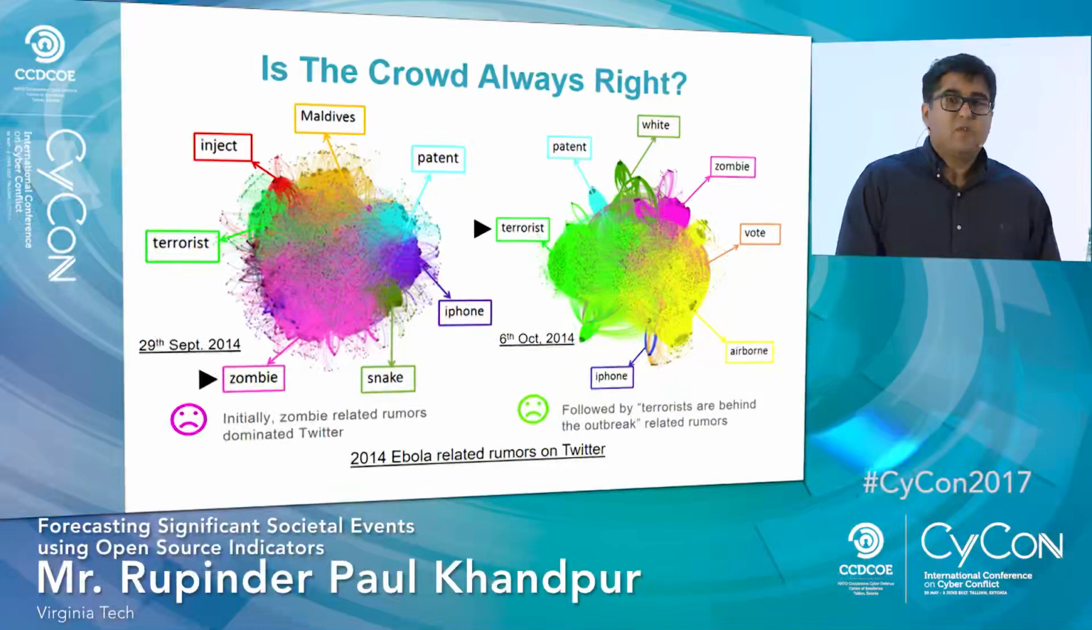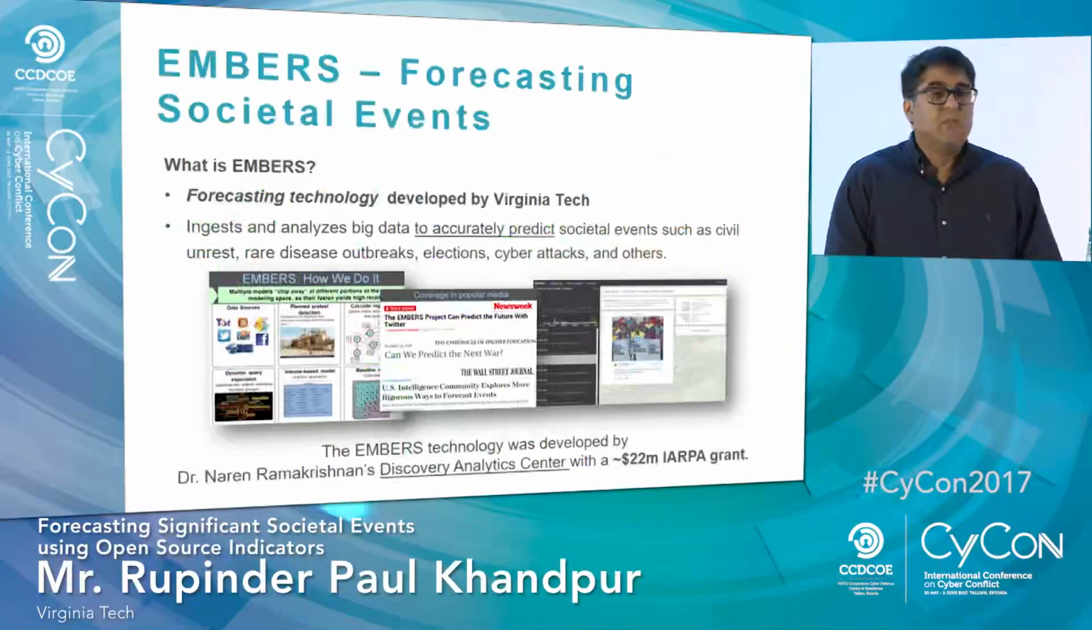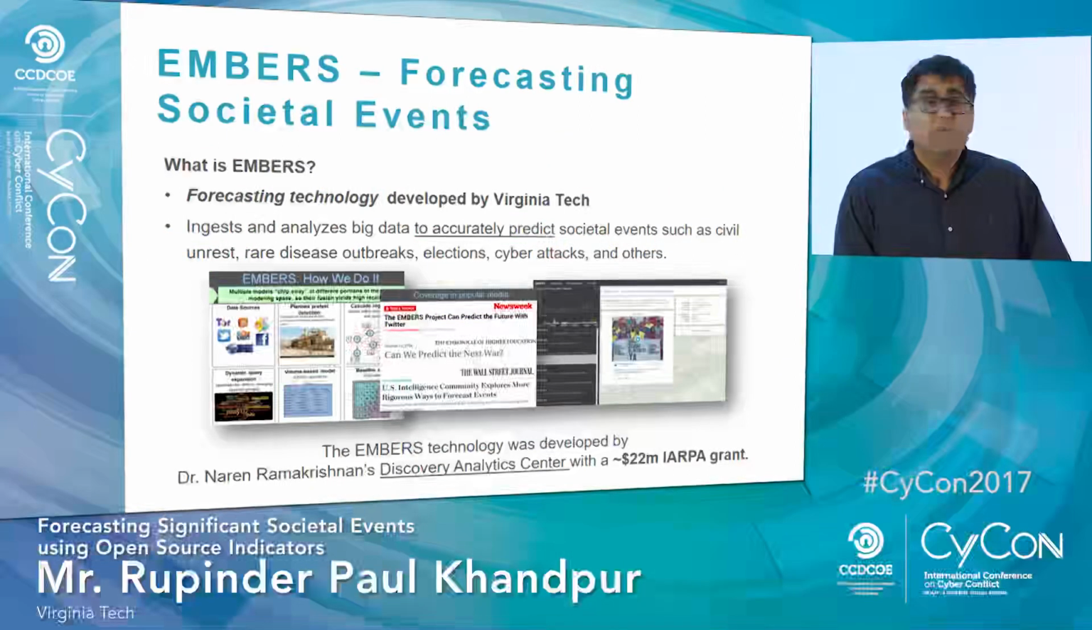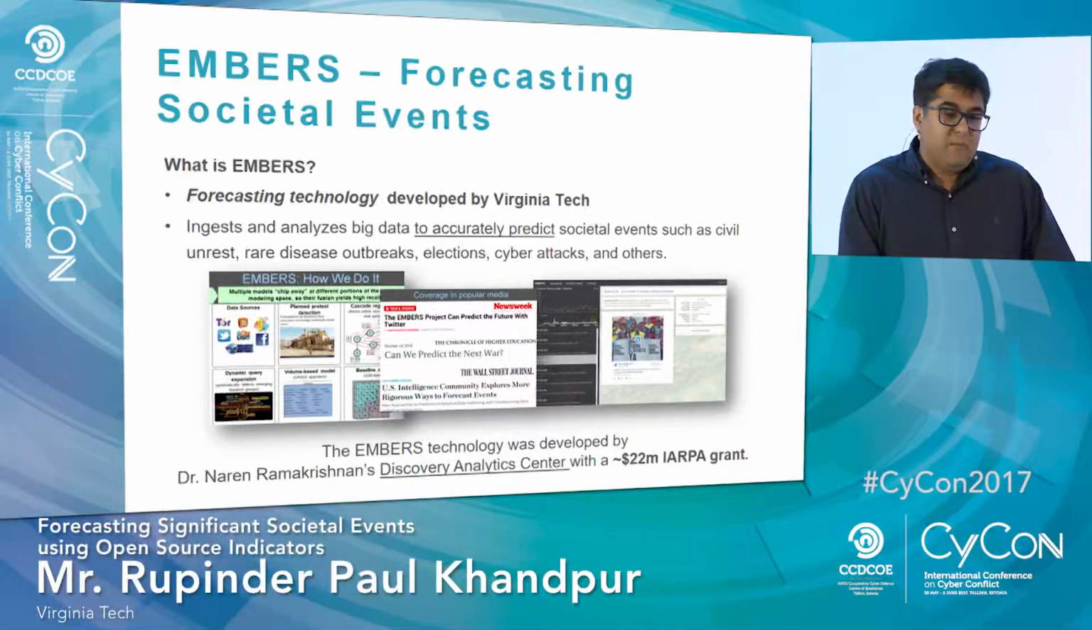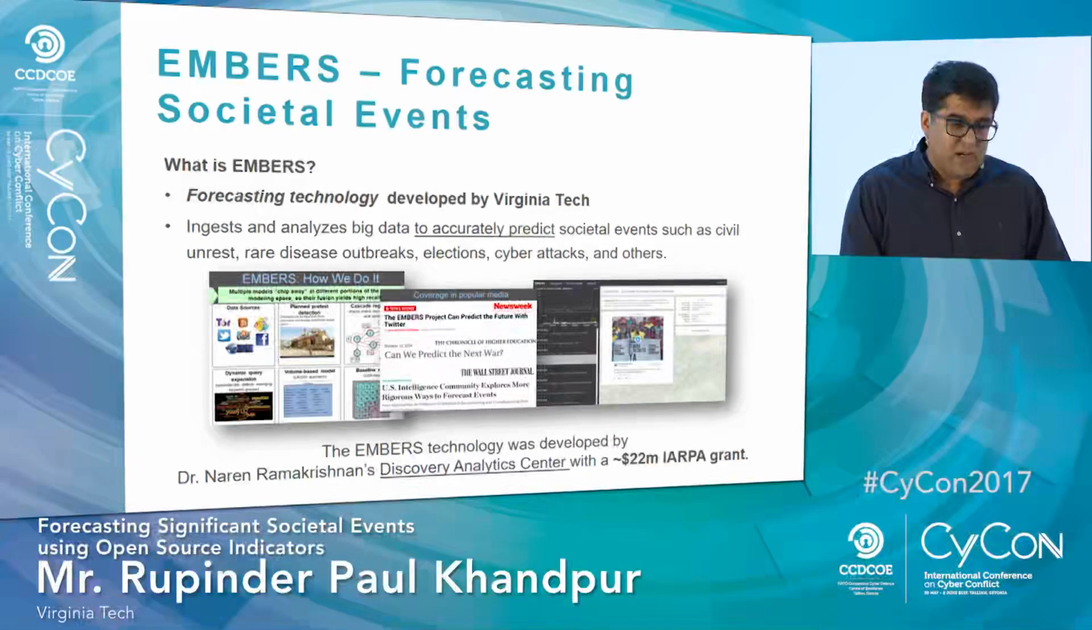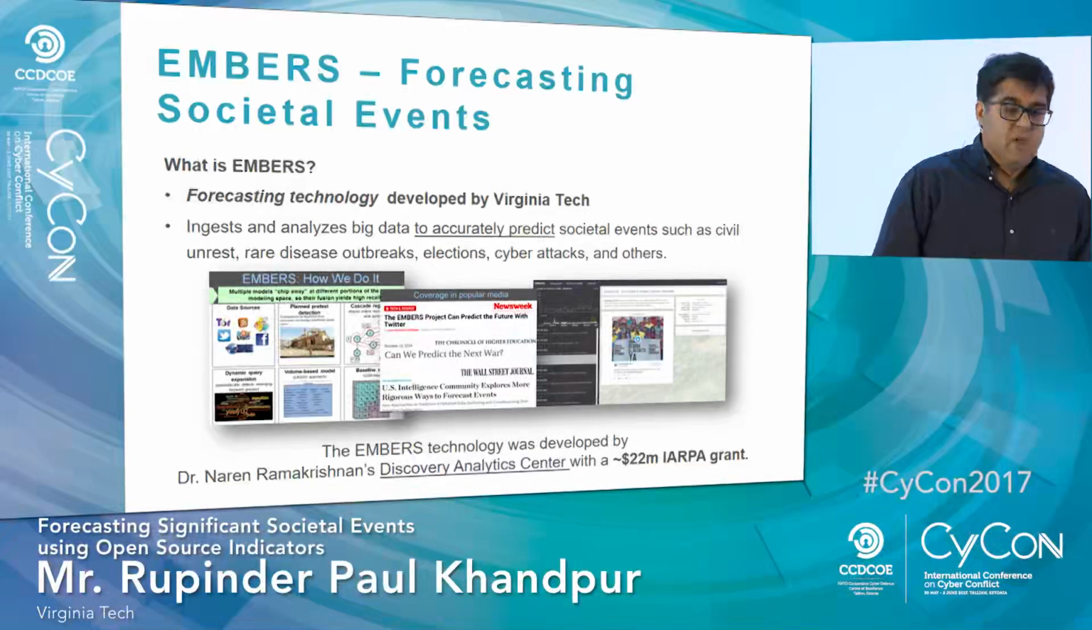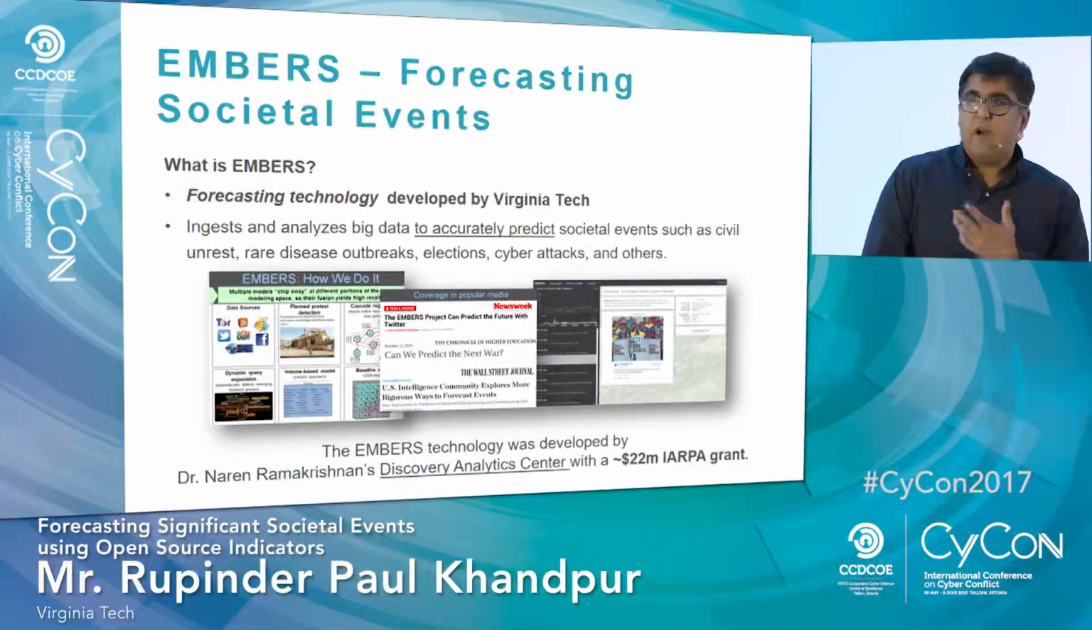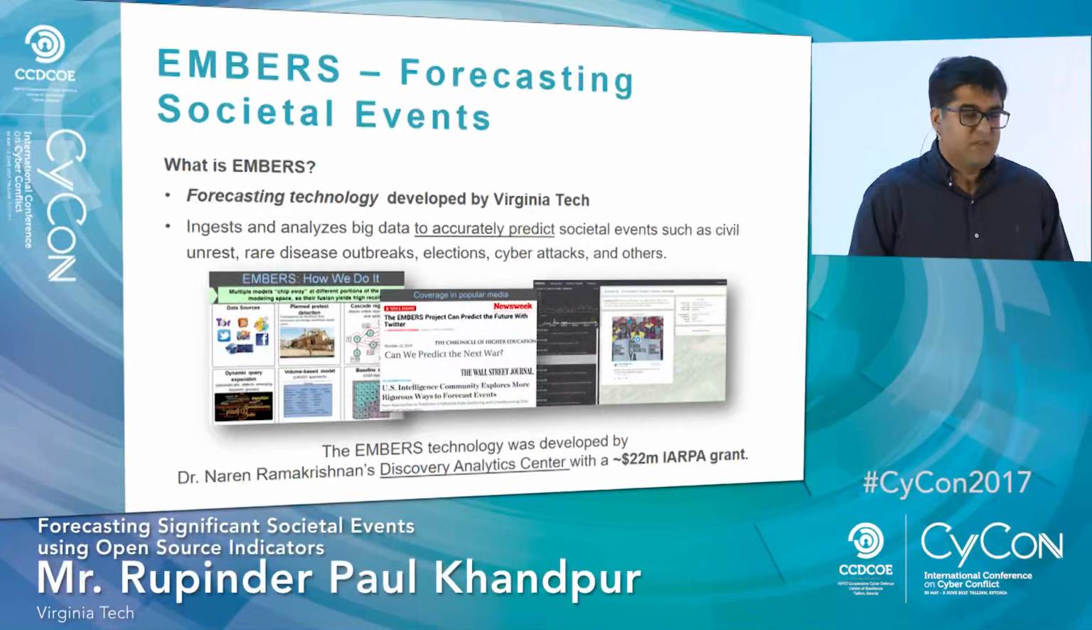So this is what we set out to build with Embers. Embers stands for Early Model-Based Event Recognition Using Surrogates. This is a technology that was developed by Virginia Tech along with other academic partners, and its goal is to analyze big data to study population dynamics and forecast events for a variety of verticals. This was a 22 million IARPA grant, and I'm going to give you a brief background about what Embers is.